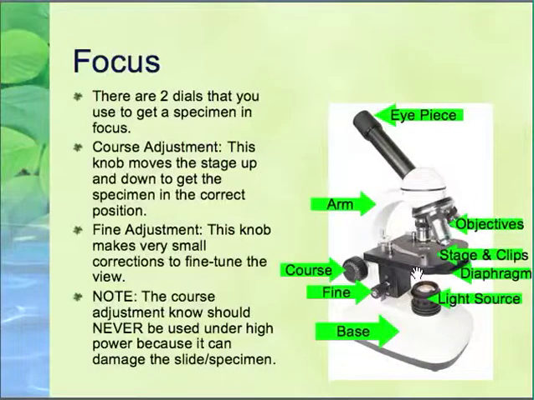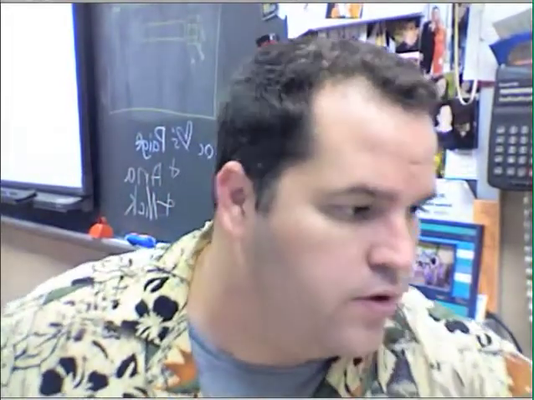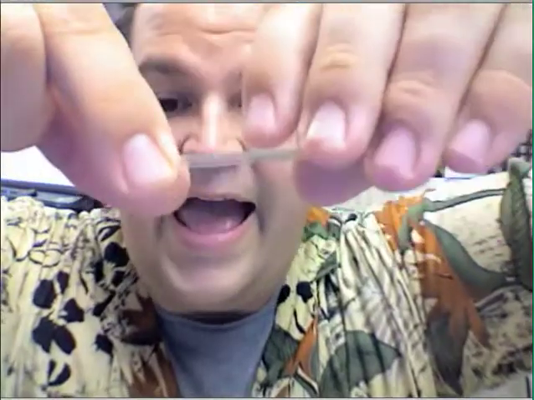Under scanning and low power, you can use the coarse adjustment knob. Never use the coarse adjustment knob on high. Don't even touch it. Don't even come close to touching the coarse adjustment knob because of a very simple rule. Most of the things that you look at are going to be on a glass slide. The high power lens is going to come very, very close to what it is you're looking at. And if, for some reason, you go too far and that lens touches too much, what's going to happen? Pah! All right? You're going to break the specimen. We don't want to do that.